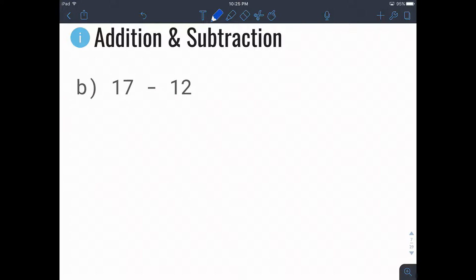Here we're doing a subtraction operation with the operands 17 and 12. This would just be moving the positive number 17, 12 spaces to the left. That would give us 5. 7 minus 2 is 5. 1 minus 1 is 0. That gives us 5 returned.